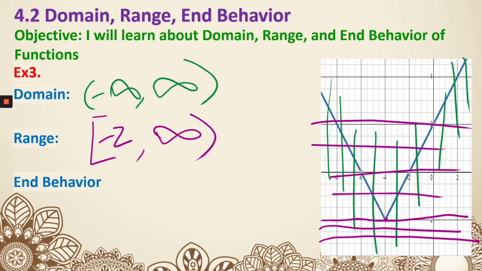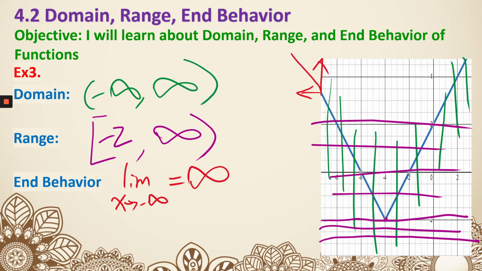And the end behavior, look at the left end. When my x is going to -infinity to the left, my graph is going up, so it's +infinity. And same thing for the right: if my x goes to +infinity, to the right, my graph keeps on going up, so it's going to +infinity.